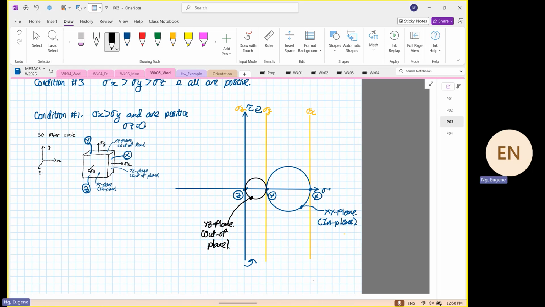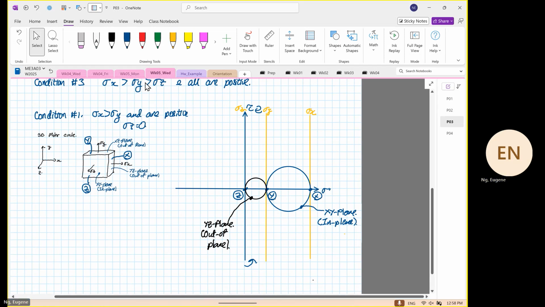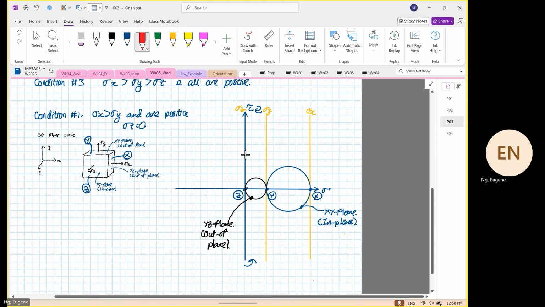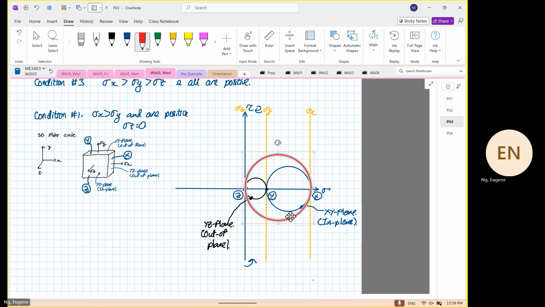Then finally, we have another circle. This circle, it touches your point X and Z. So this is your XZ plane, which is your out of plane.